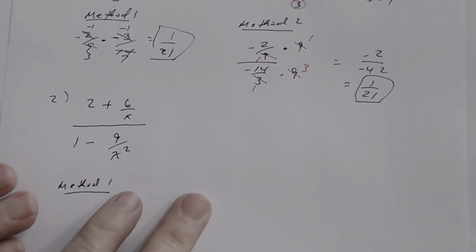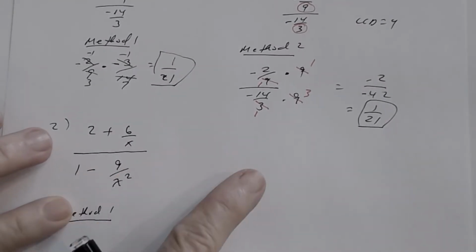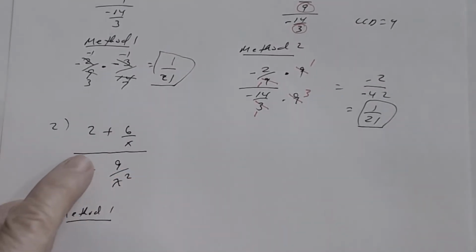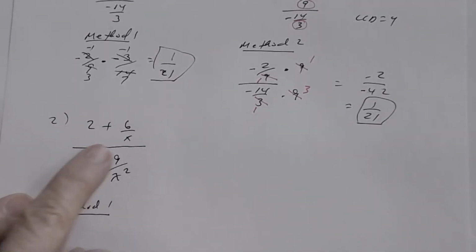So now listen carefully. Given the choice between method 1 and method 2, this would probably be easier to deal with using method 2, because you have a bunch of fractions here. Whenever you have a bunch of fractions, it's probably quicker to use method 2. All right, so let's go ahead and do both of those. So let's do method 1 first.